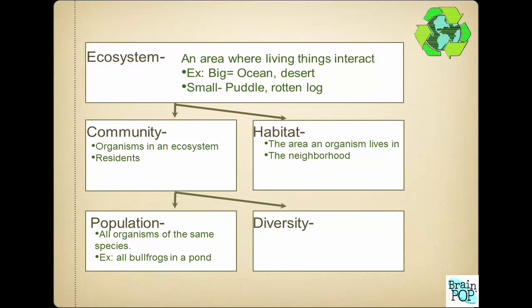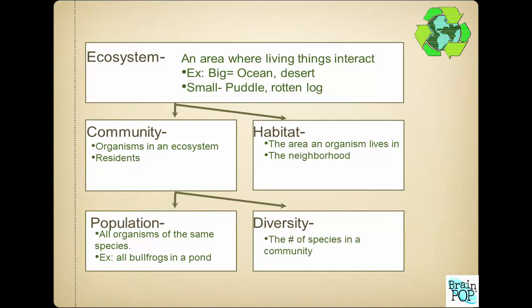If I say all fish living in a lake, is that a population? Yes, I hear no. No. Why not? Because the fish aren't all the same species. Right, because there's many species of fish. A population is a specific species. If I said all of the rainbow trout in the lake, that is a population. If I just say all the fish, that is not.